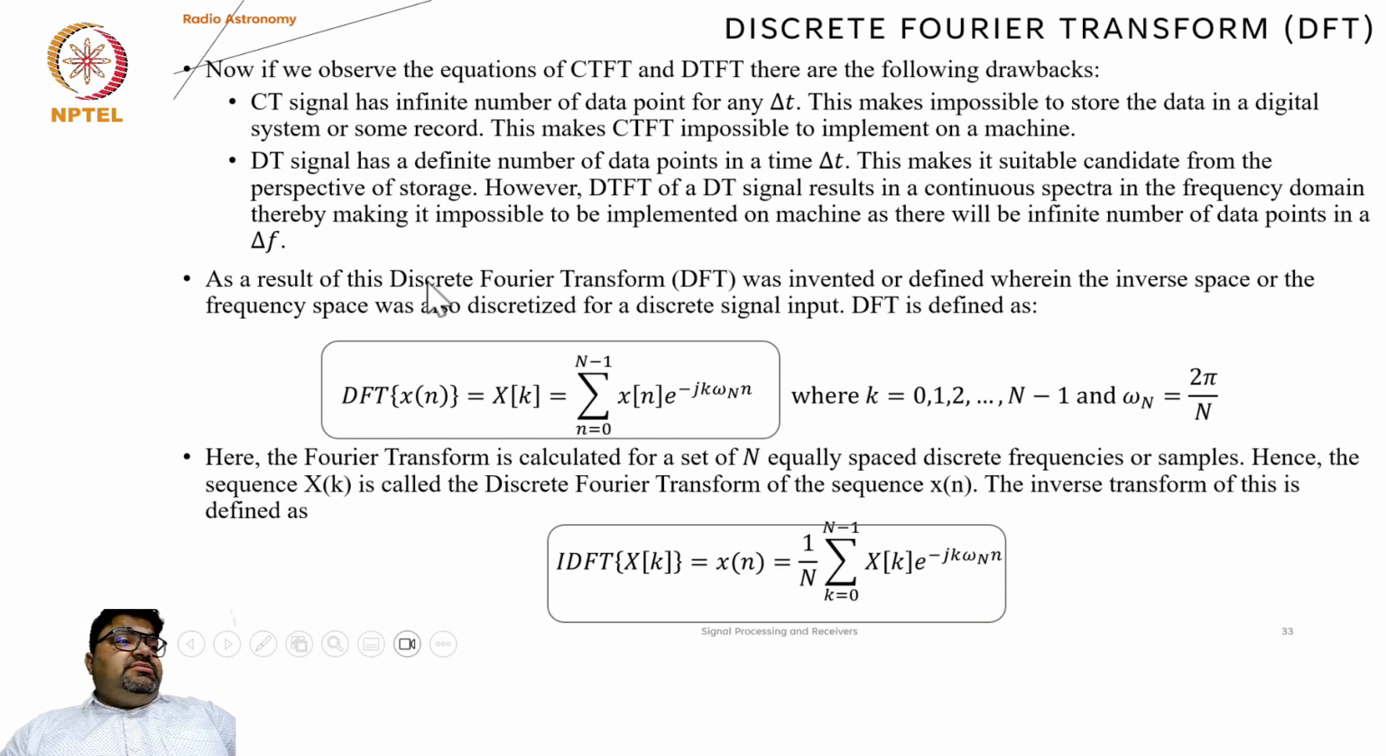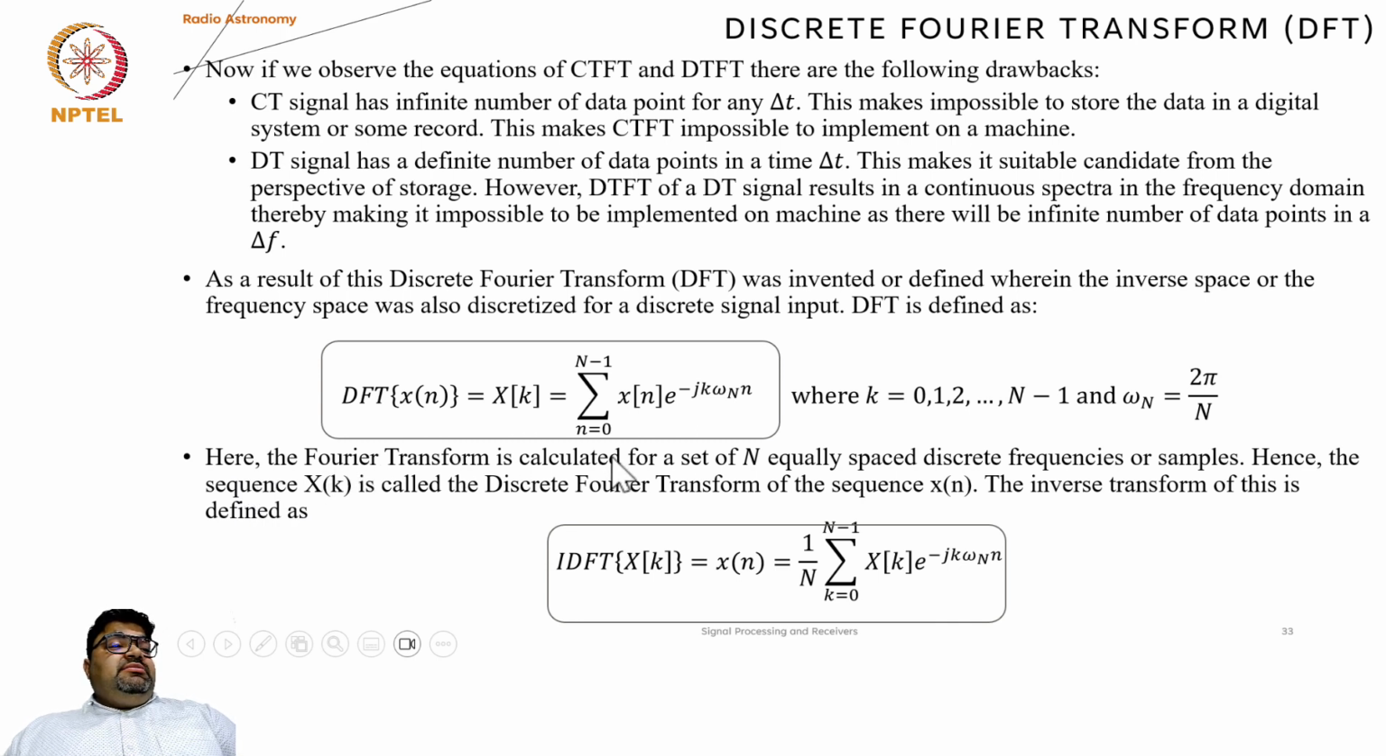For storage issues, as a result, the discrete Fourier transform was defined, where the inverse space, or the frequency space, was also discretized for a discrete signal input. The DFT is defined as the discrete Fourier transform of x(n) is X(k), the sum with n going from 0 to N minus 1 of x(n) e^(-j k omega_N n), where k goes from 0 to N minus 1 and omega_N is equal to 2 pi by N.